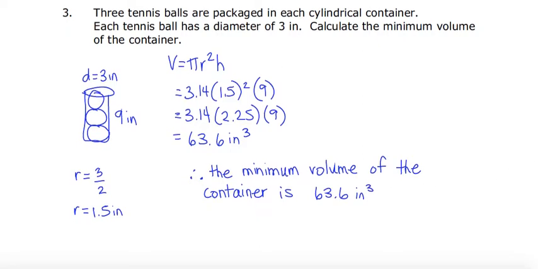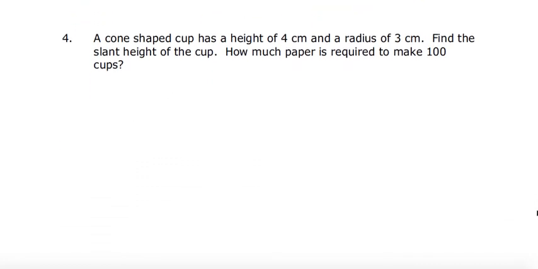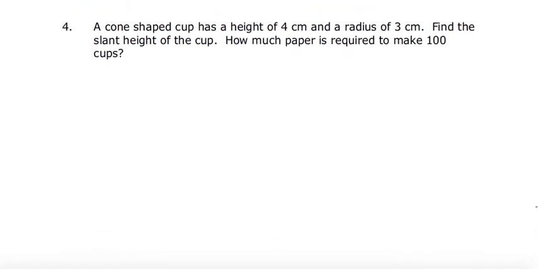And the last example we're going to look at involves a cone. So a cone-shaped cup has a height of 4 centimeters and a radius of 3 centimeters. So I'm going to start by drawing my picture. It has a height of 4 centimeters, and a radius of 3 centimeters. We're going to, first of all, find the slant height of the cup. So that is this area right here.